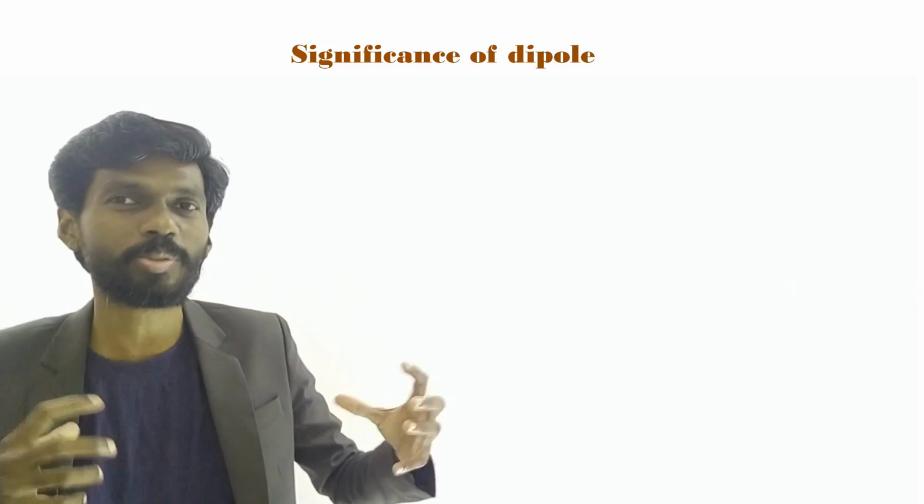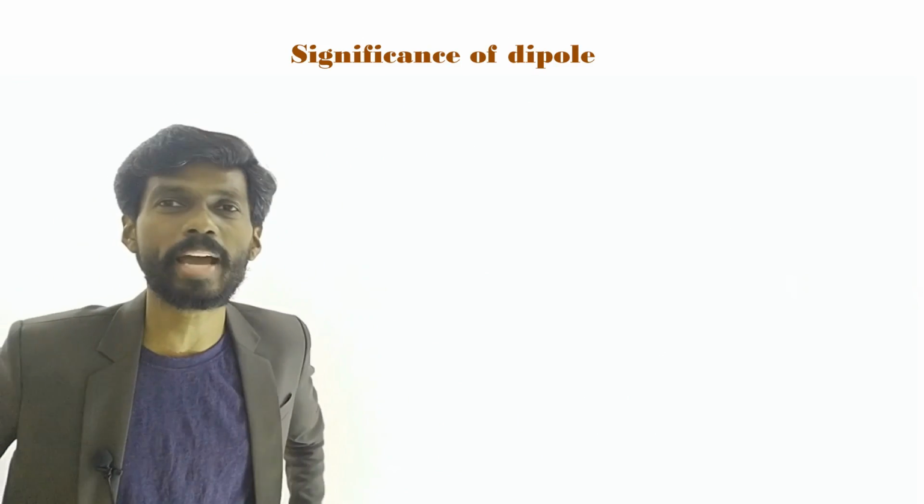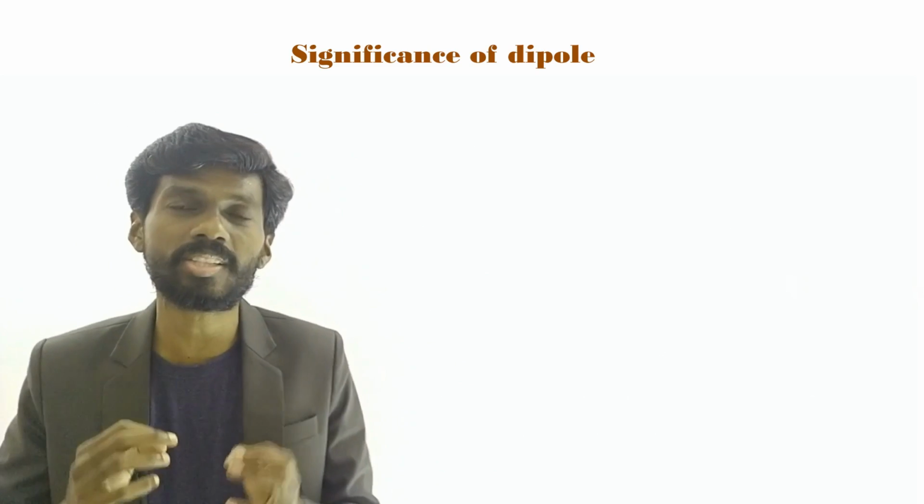But why do we learn about dipole? Is there a significance for the combination of two charges? See, this particular combination of a negative and a positive charge is important because it exists naturally. We are not forcefully putting these two opposite charges together and calling it by the name dipole. Let us consider a fundamental structure like a molecule.